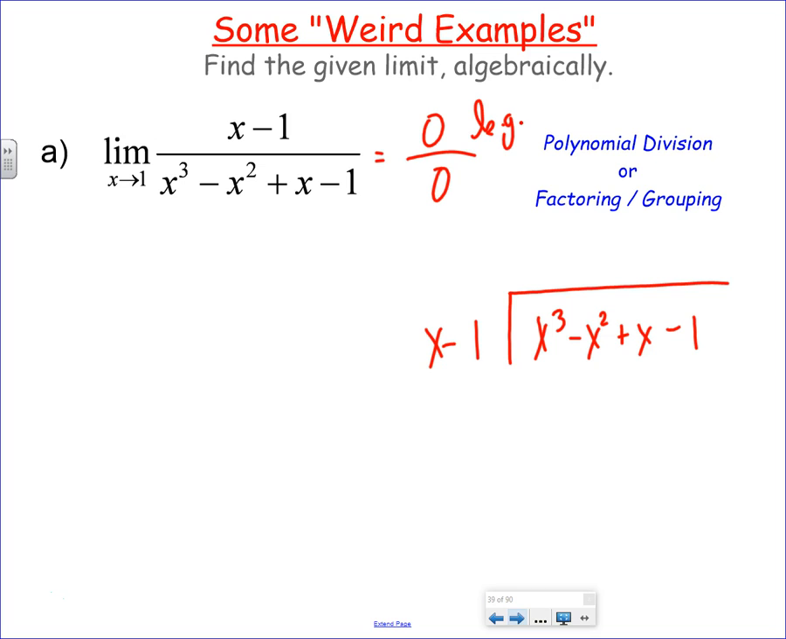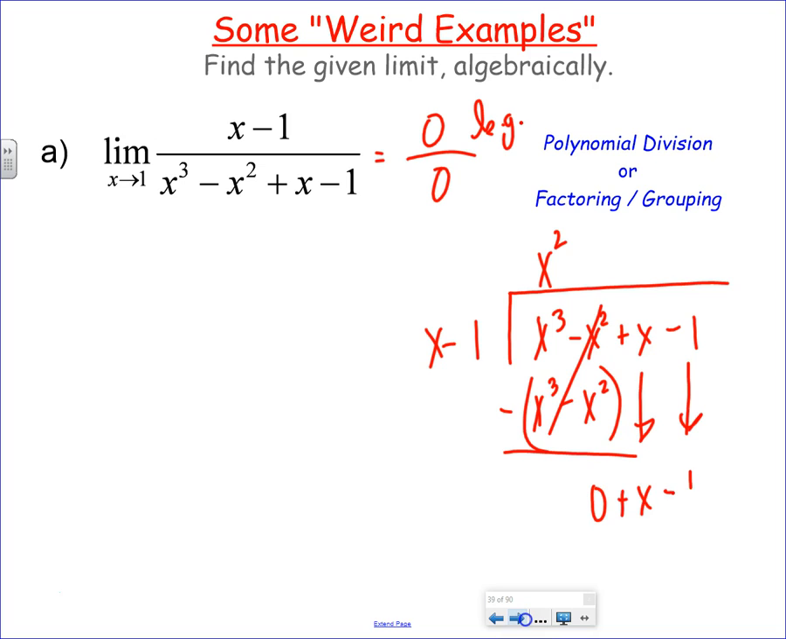X goes into x cubed. How many times? X squared times. Right? Then I have x cubed minus x squared. What happens when you subtract and they're exactly the same? Okay, 0. Well, bring down the plus x. And I like bringing down everybody so I don't forget anyone. Super easy to do sometimes. Plus 1. Oh. Well, isn't that just x minus 1? What happens when you subtract the same thing? 0.